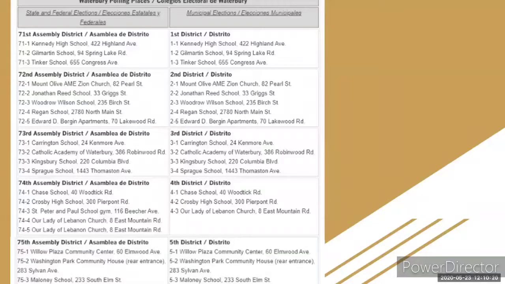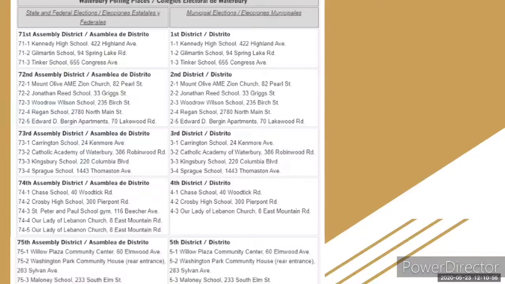And here you have the district polling places. So we were talking about District 2 and those 5 that they have. These are all the places that they can vote: AME Zion, Reed School, Wilson School, Regan, Bergen Apartments. And some of them, they may be able to go to 2 or 3 of those if they're on the border. And that's why it's important to keep your address updated, so you know where you go and your vote will be counted accurately for that particular district.